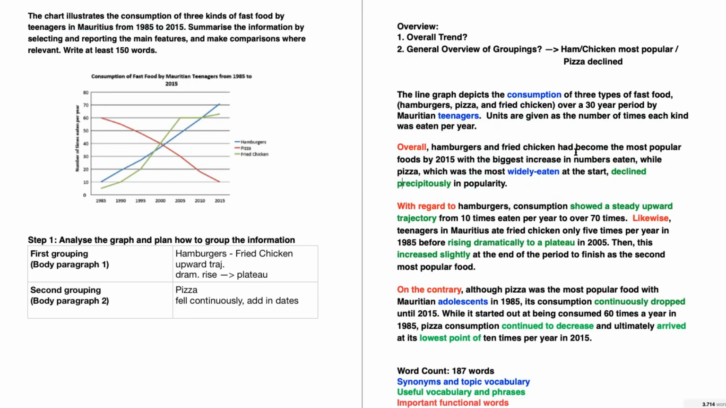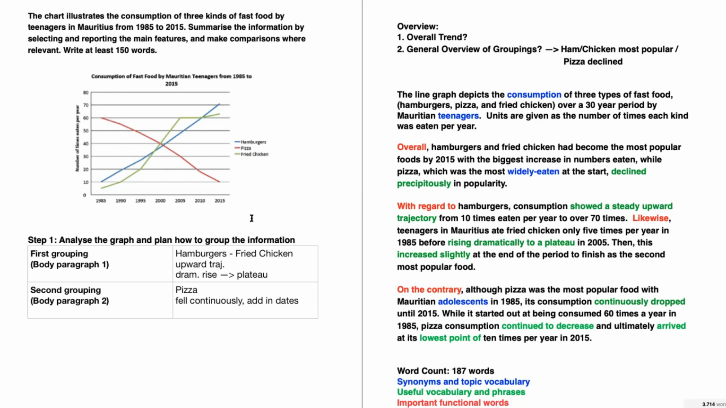Hamburgers and fried chicken had become the most popular foods by 2015, with the biggest increase in numbers eaten, while pizza, which was most widely eaten at the start, declined precipitously in popularity. So again, we are starting with our overview. Overall is a great word to use here. Widely eaten is a great topic vocabulary here. It is not included, but we see that it was the highest, most eaten type of food. So widely eaten is a great adjective here. And then declined precipitously is an excellent way to say sharply, steeply in popularity, which is how it declined.